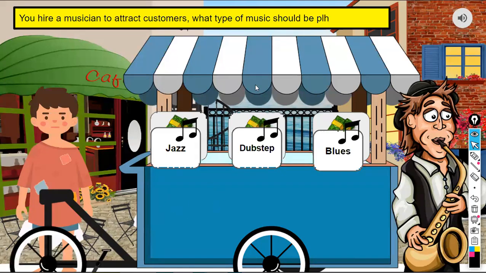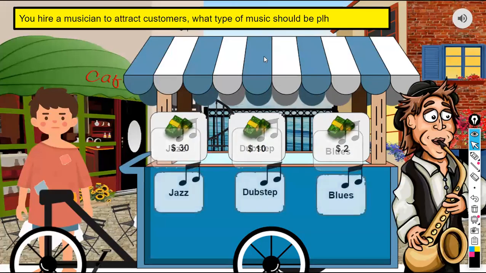All right, let's see who got lucky. The correct answer was jazz, right? But dubstep wasn't too bad. That's $10. But playing the blues, I guess that would make everyone sad and not come to your store.